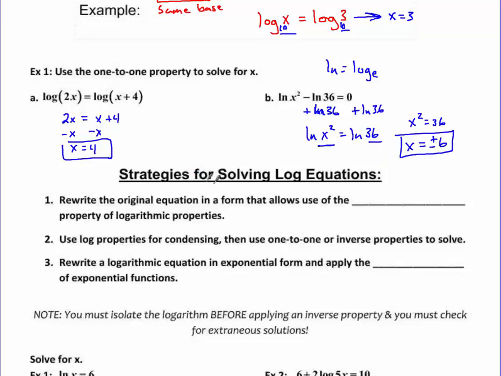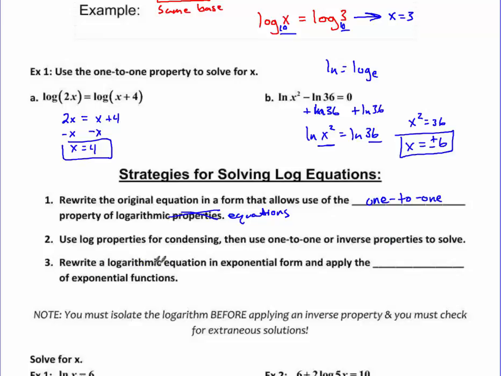So our strategies are similar to the exponents. First one is that we're going to rewrite the original equation in a form that allows us to use the one-to-one property of logarithmic equations. Our second strategy is that we can use log properties for condensing, like when we have two things that are added and we combine them together into one log with multiplication, or when they're subtracted and we combine them with dividing, and then use the one-to-one or the inverse properties.